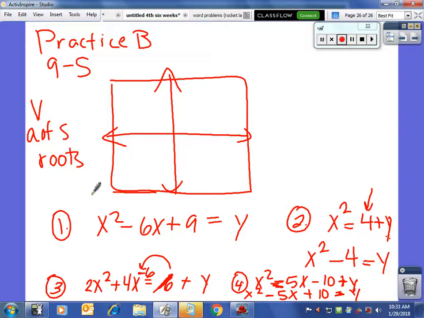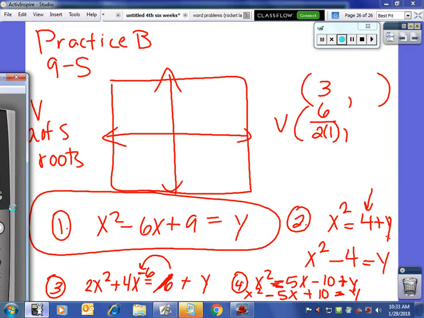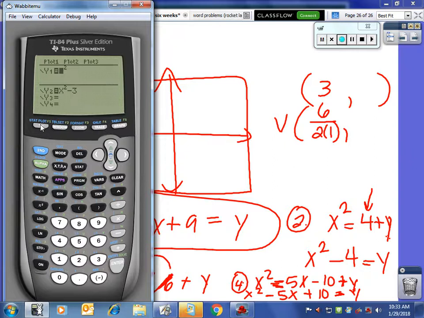Now, first period asked me to do this first one with them. Y equals x squared minus 6x plus 9. How do you find the vertex? Opposite of b over 2a, and then look in the t-chart to find the y that goes with it. So let's find the vertex. Opposite of b would be positive 6 over 2 times 1. What's the x value of my vertex? 3. How am I going to find the y? Just look at the t-chart.